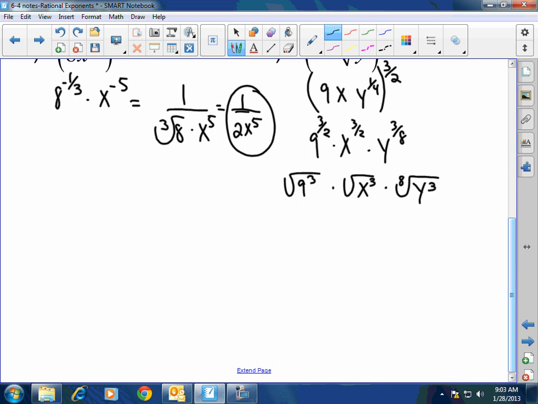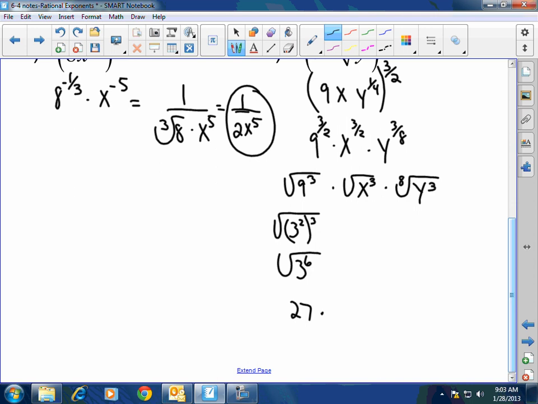It's all in the numerator, so we don't have to worry about rationalizing, but we do have to simplify. Let's look at this 9. 9 is 3 squared. So 3 squared raised to the 3rd power, that's going to be 3 to the 6th. Square root of 3 to the 6, I have 6 3's. I'm looking for sets of 2. So that means 3 3's can come out. So 3 cubed is 27.